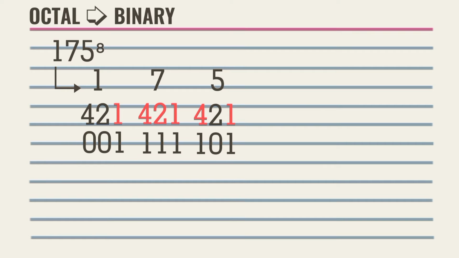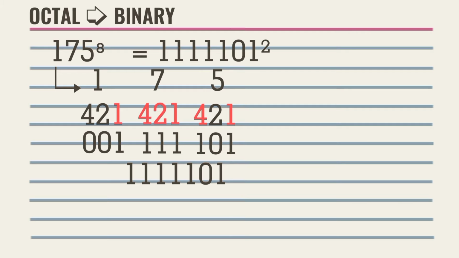Then let's put each group together and we'll get 0, 0, 1, 1, 1, 1, 1, 1, 0, 1. Erase the zeros from the first part because they're unnecessary. Therefore, our final answer for octal to binary conversion is 175 base 8 to 1, 1, 1, 1, 1, 0, 1 base 2.